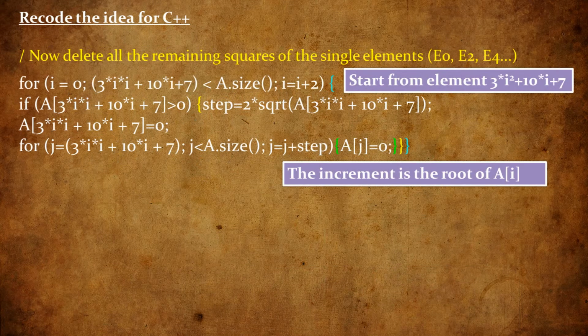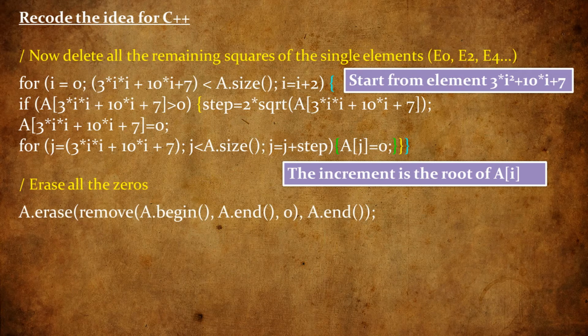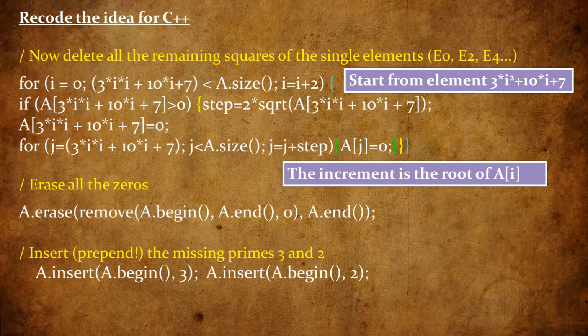And now we delete all the remaining squares of the single elements, and starting from there the corresponding multiples. We start from element 3i² + 10i + 7. We use the root of A(i) as increment, and after this step only primes and zeros are left in this vector. The zeros are deleted with a single command, and the missing primes are prepended to this vector. So we insert first the 3 and then the 2.